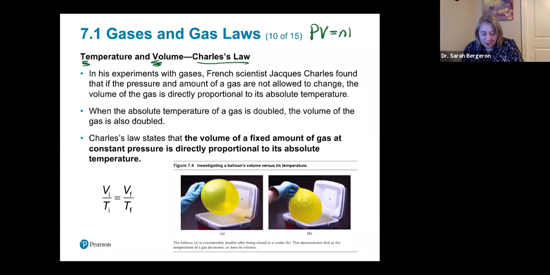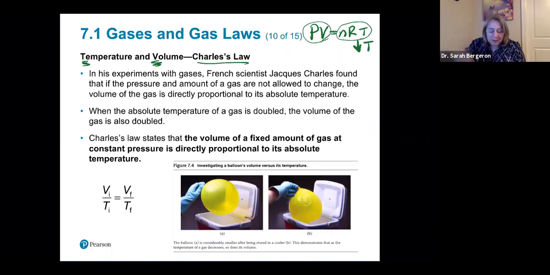PV is equal to nRT. So we decrease the temperature. If we decrease the temperature and I still want this side of my equation to equal this side of my equation, what am I going to have to do? Well, if I decrease one side, I have to decrease the other side. So what's going to happen is that my volume is going to decrease.